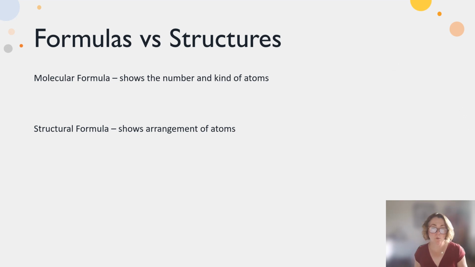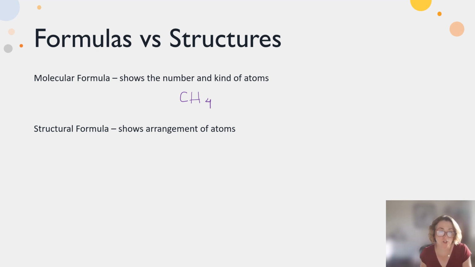Okay, so what we've been talking about so far is the molecular formula, which is going to show us the number and kinds of atoms. So something like CH4. Right. So this molecular formula shows us that we have 1 carbon and 4 hydrogens. But this formula doesn't tell us anything about how they're connected to each other.